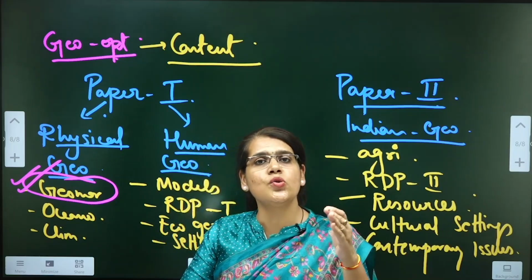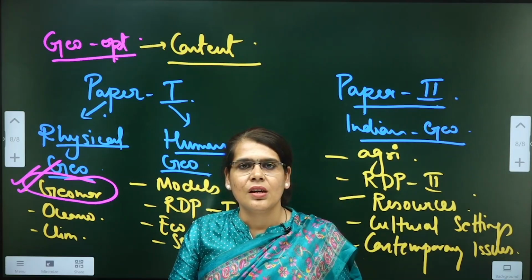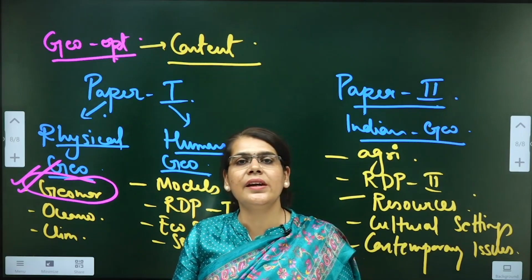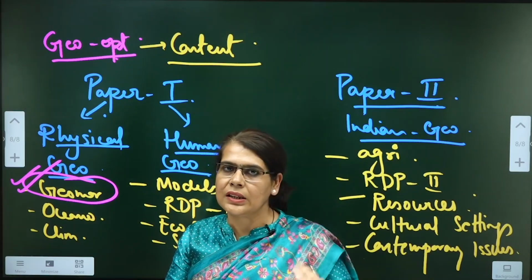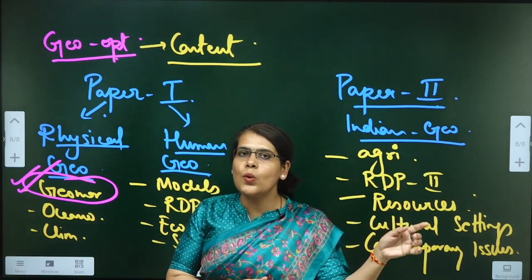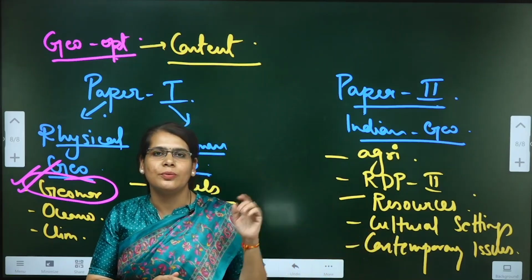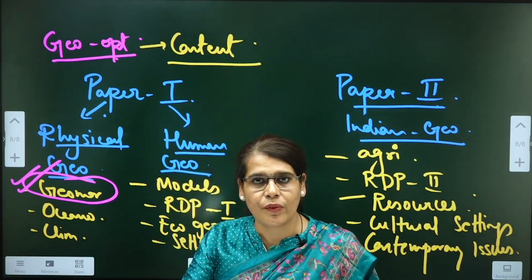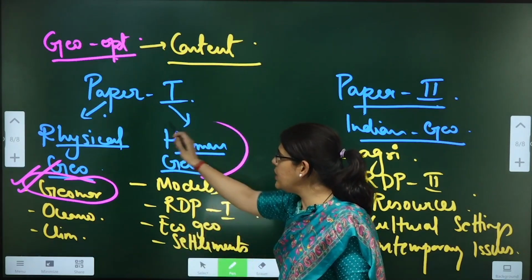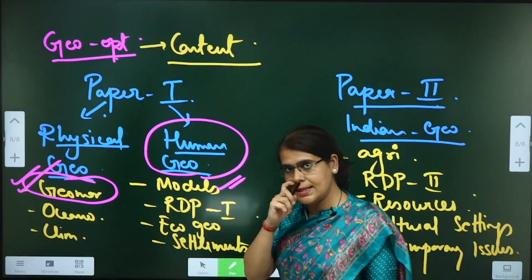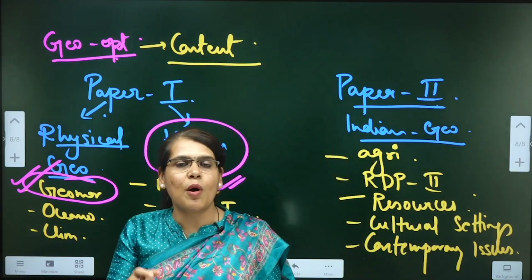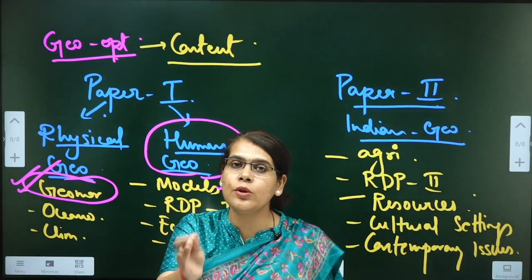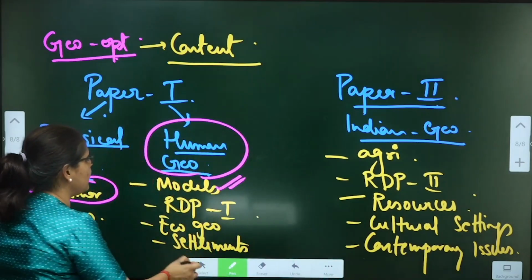Whereas, how should you start your preparation? You should start your preparation in such a manner that you are not only covering the concepts of paper 1, but in an integrated manner, you are also covering the concepts of paper 2. Here, the paper 1 human geography comes handy. Why? Because the topics in human geography, that is around models, around economic geography, population, settlement, etc., they have a huge overlap with paper 2. So, bachcho, please understand that.